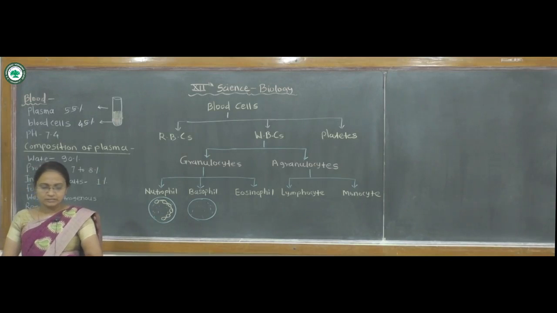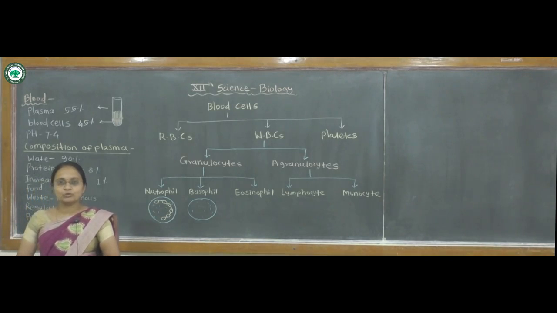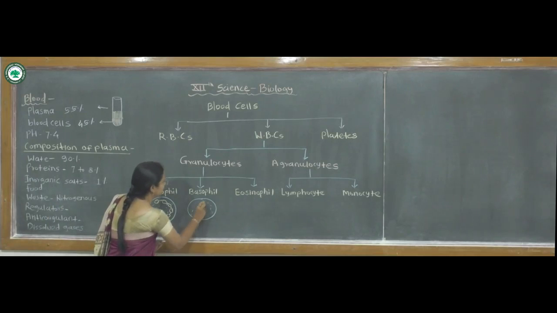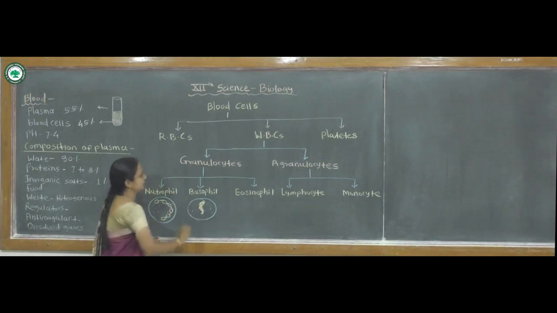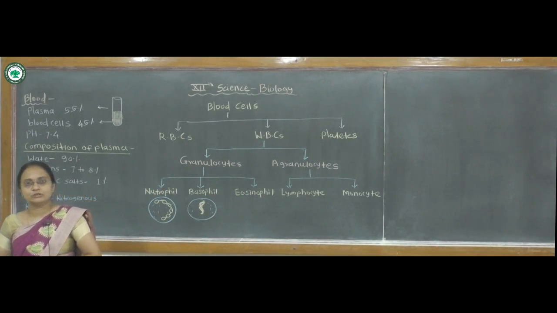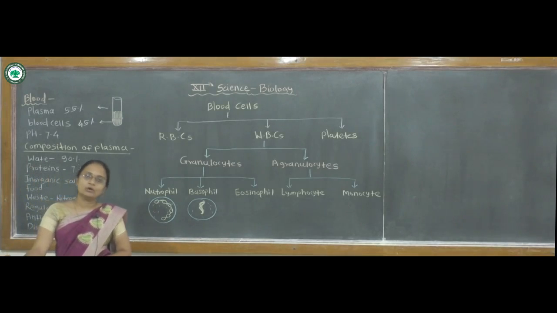It contains the nucleus which has two lobes, or a twisted nucleus is present. Here the twisted nucleus is observed in this basophil cell, and the main function of that cell is to secrete the anticoagulant heparin. Along with that, they secrete histamine and serotonin. That heparin prevents blood clotting.